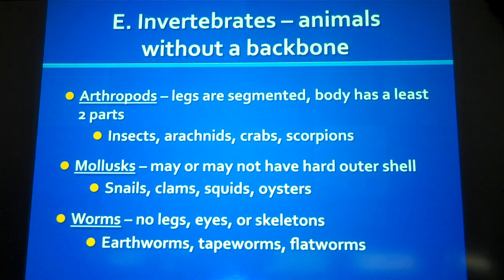Then mollusks. Mollusks may or may not have a hard outer shell, and if they do, mainly it's an actual shell. Snails, for example, clams, oysters, they have an actual shell for their protection. Now, squid on the other side, they don't have any outer protection. And then we get into worms. Worms: no legs, no eyes, or skeleton. Their examples are earthworms, tapeworms, and flatworms.